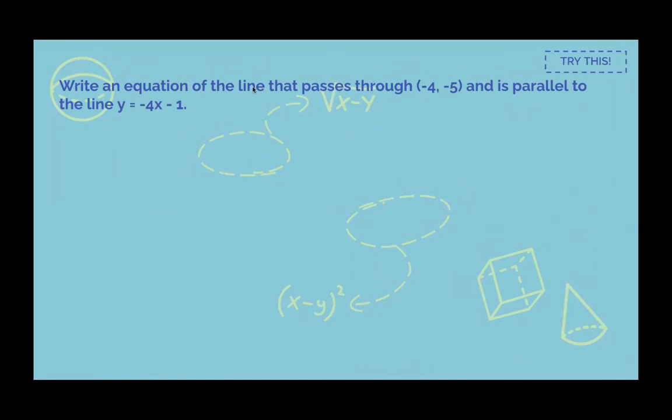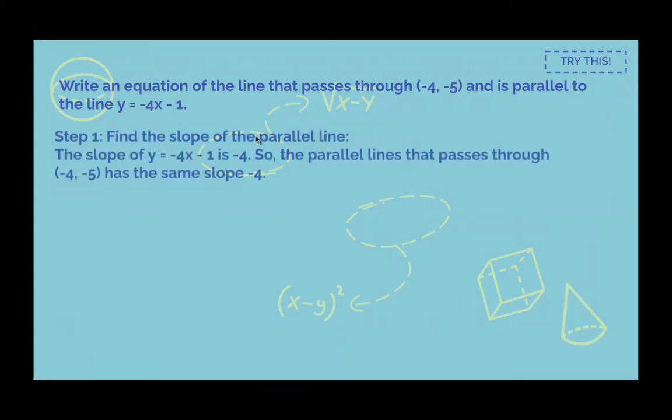So we're going to write an equation of the line that passes through (-4, -5) and is parallel to the line y equals -4x minus 1. Now we're going to go ahead and first find the slope. We know that the equation that we're writing is going to be parallel to y equals -4x minus 1. So the slope will just be the same. So our slope will be -4.